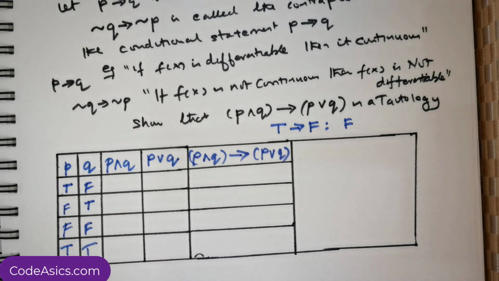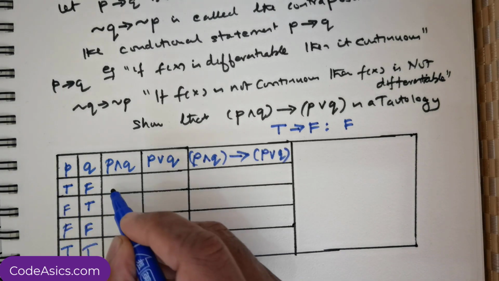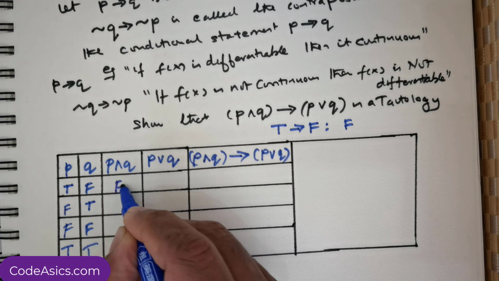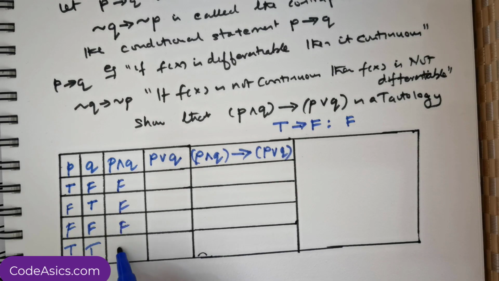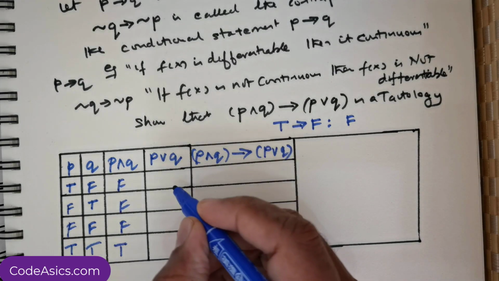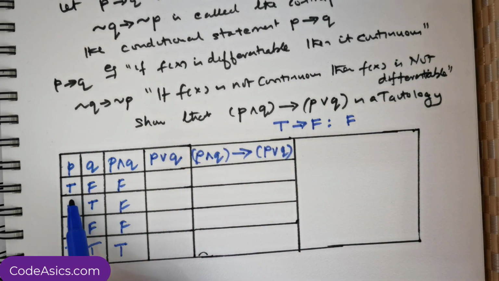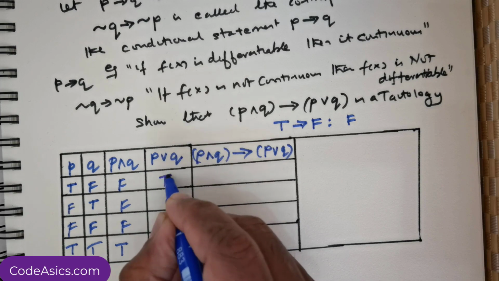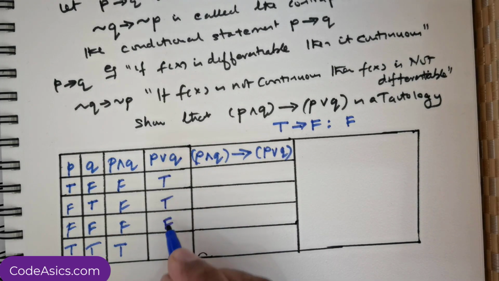So P conjunction Q, that would mean T is 1, F is 0. So 1 into 0, that's going to be 0. That's going to be F, 0 into 0, F, 1 into 1, 1. And this is going to be plus, right? So 1 plus 0 is going to be 1, 0 plus 1, 1, 0 plus 0, 0, 1 plus 1, 1.